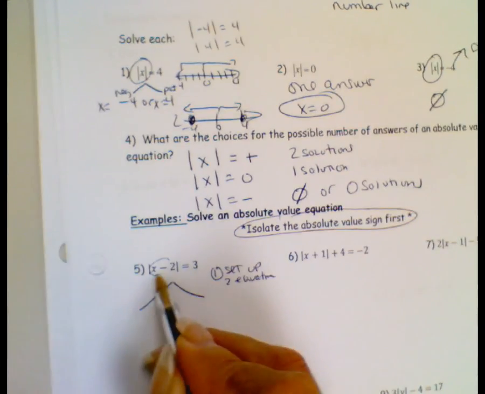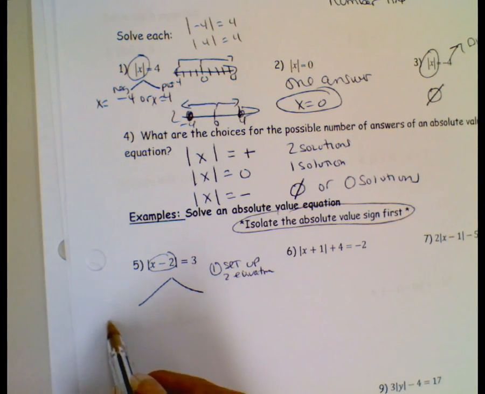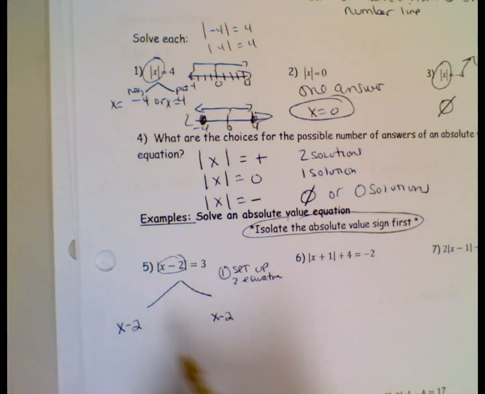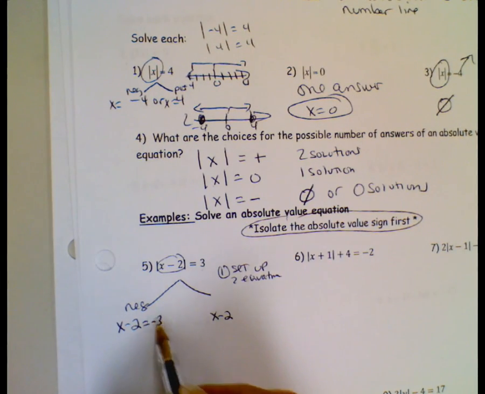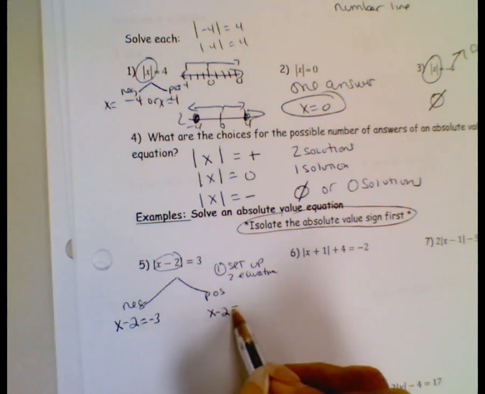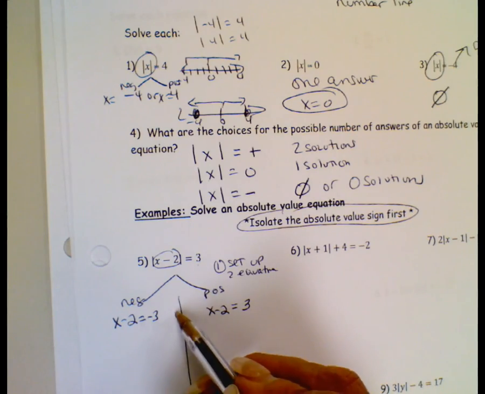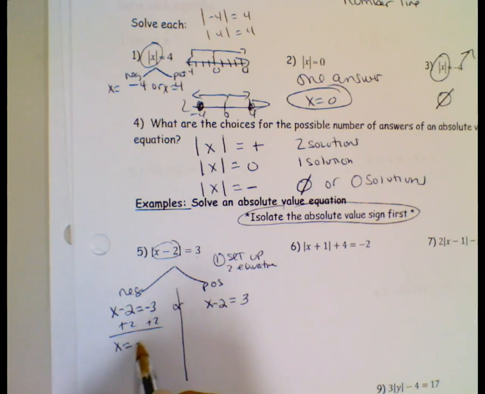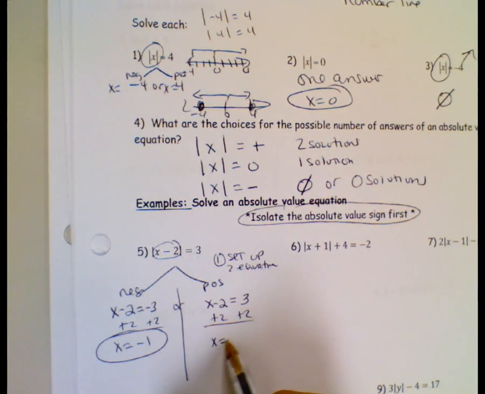So the x minus 2 is called the value under it's the part that's the absolute value. So you're going to take x minus 2 in both of your equations. The x minus 2 is either going to equal the negative 3 or it's going to equal the positive 3. I always write the negative on the left, the positive on the right. And then you just solve these separately because there's an or here. So you're going to add 2 and x equals negative 1. And you're going to add 2 and x equals 5.